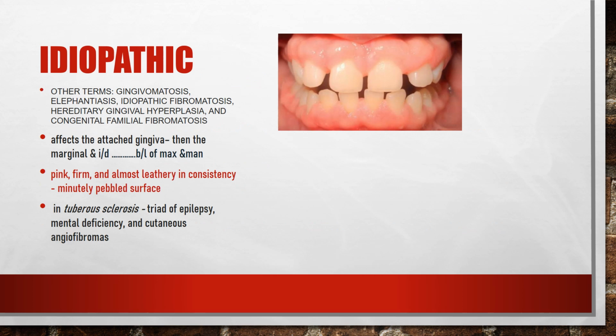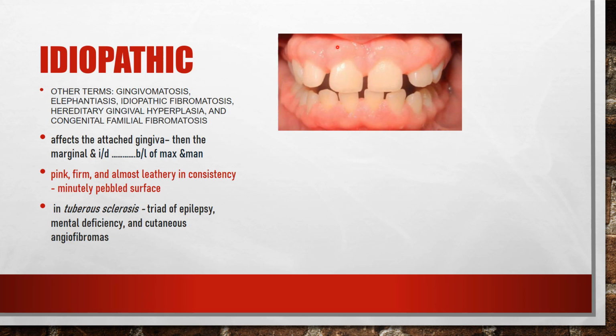Then coming to the idiopathic gingival enlargement, that is due to unknown reasons. It can be called gingivomatosis, elephantiasis, idiopathic fibromatosis, hereditary gingival hyperplasia, and congenital familial fibromatosis. This mostly affects the attached gingiva first, and then it involves the marginal and interdental region. You can see it in both the maxilla and mandible, on both buccal and lingual sides.